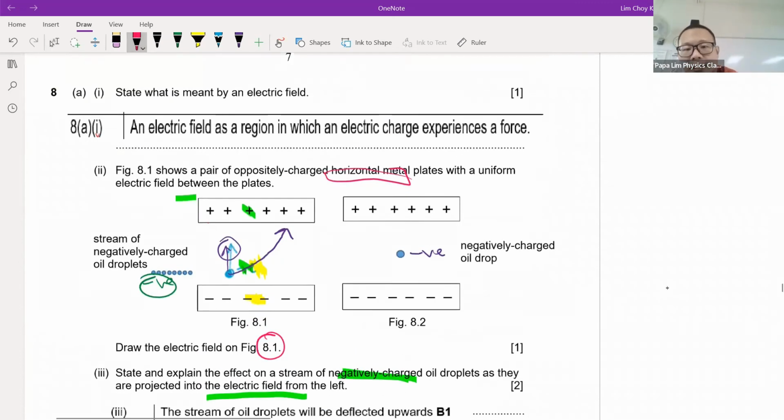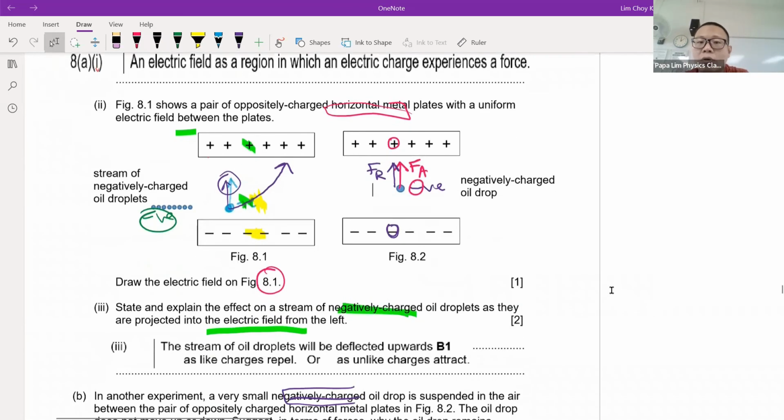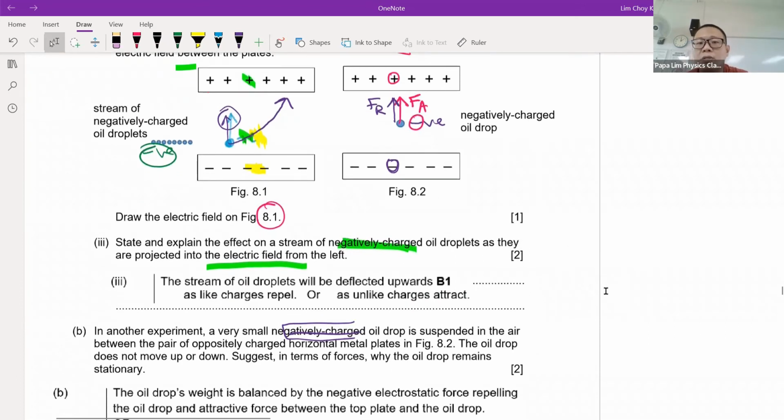So what we have now is this. When this is negative charge, I have an attraction force, because positive plate and negative plate, unlike charges, will attract. And similarly, because I am a negative charge with respect to the bottom plate, I have a like charge repel. So this is my repulsion force. So you find that there are actually two forces acting upwards. And same as 8.1, the negative oil drop should actually move up because the two electrostatic forces actually point upwards, both of them.